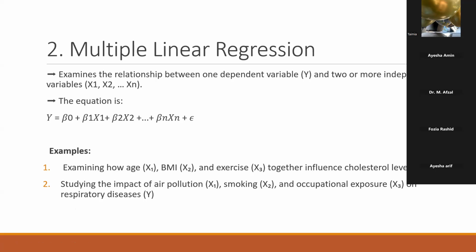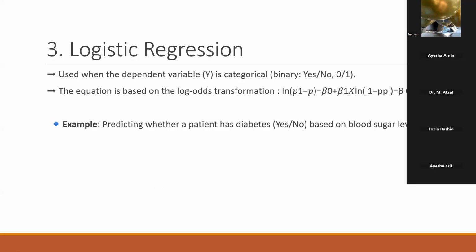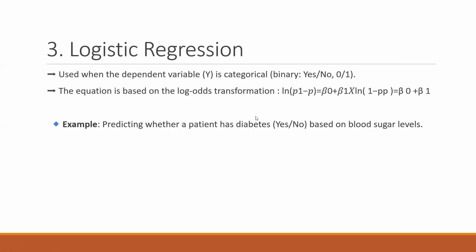Now we come to logistic regression. What is logistic regression? It is used when the dependent variable y is categorical: either the answer will be yes or no, or 0 or 1. The equation is based on logs, or a transformation. The equation is like this, but similar to multiple linear regression, the statistical software will calculate it.